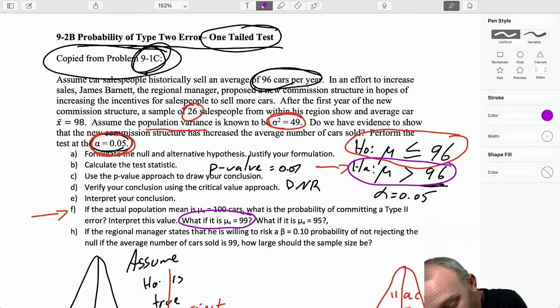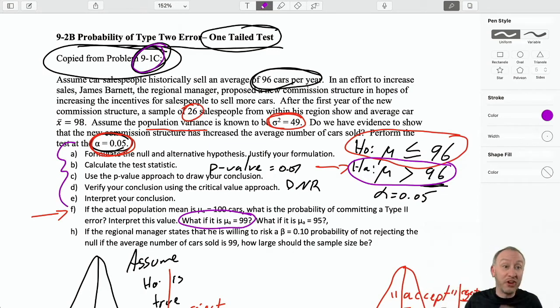In problem 9-1c, that's where we went through the first part of this test, looking at the sales incentive to increase sales at a car dealership. In my most recent video, part F, we calculated some probabilities of committing a type 2 error, so that we have an understanding of how our exposure to a type 2 error is reliant on the distance between the actual value that satisfies the alternative and our hypothesized value. So that gives us some idea about the probability of committing a type 2 error, and we talked about the power of the test. Now we're going to go through how to control our exposure to a type 2 error.